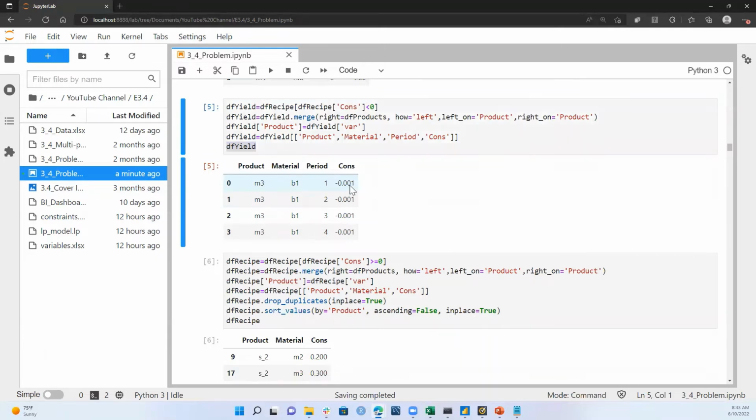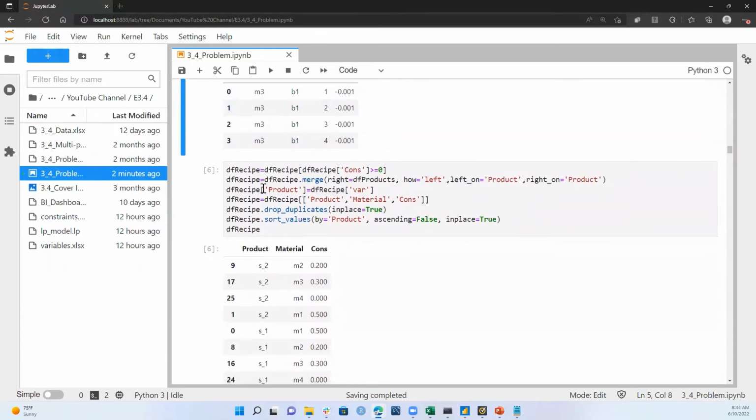And then the consumption coefficient, which we know from the recipe table, but we have to create it for each unique time period. So even though this consumption coefficient is not time variant, we just create it for each time period, and you'll see later why we do that, because it makes building the bounds and everything else easier.